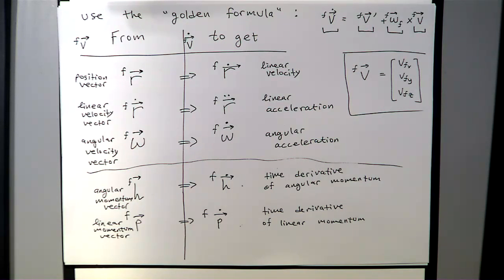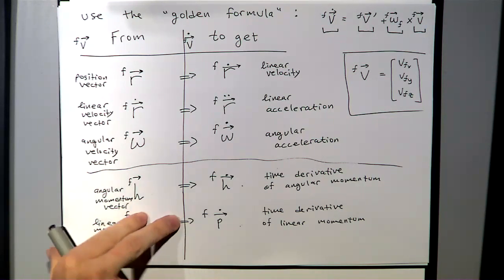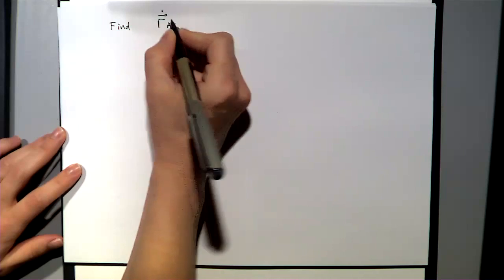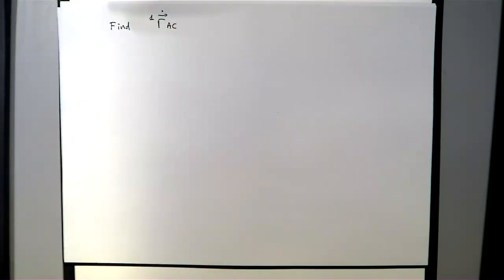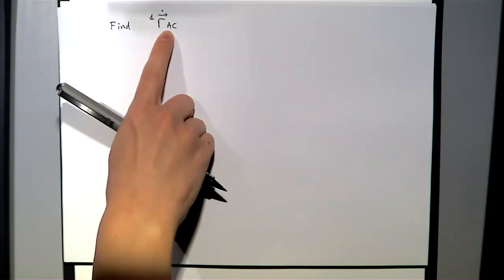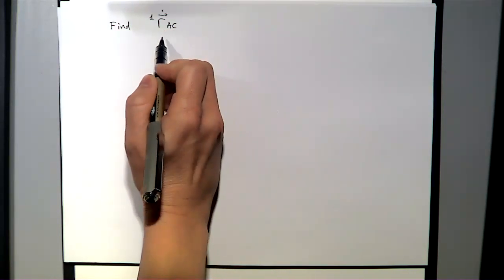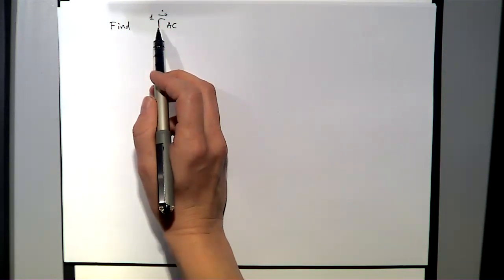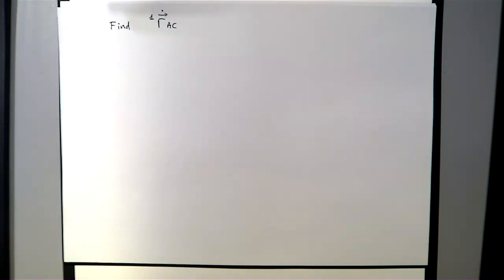Okay, so let's start with the practice. The first example is this two-link system. And the question is to find RAC dot in frame one. Because point A in this example is assumed to be a fixed point, this is going to be the absolute linear velocity of point C, because it's C relative to a fixed point, expressed along the axes of frame one.